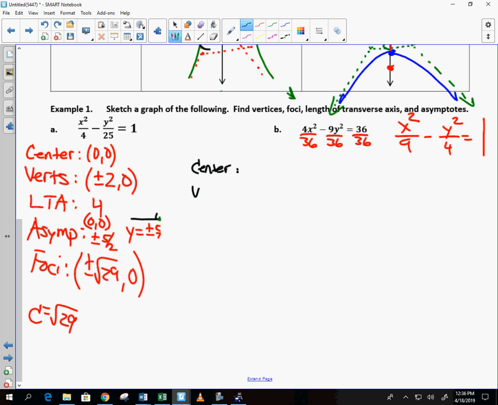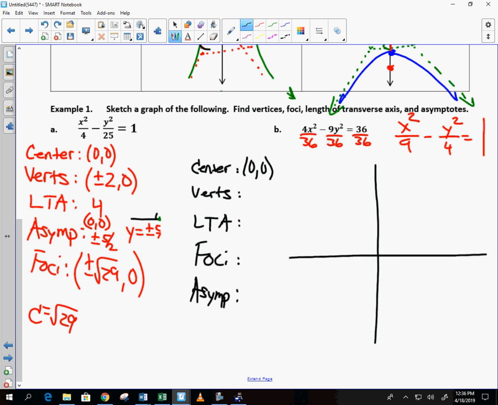Center, vertices, length of transverse axis, foci, and asymptotes. What's the center? 0, 0. Let's start making my box. How many units do I move horizontally and how many do I move vertically? 3 and 2. What do I do next? Asymptotes.